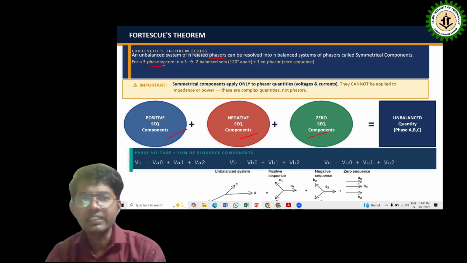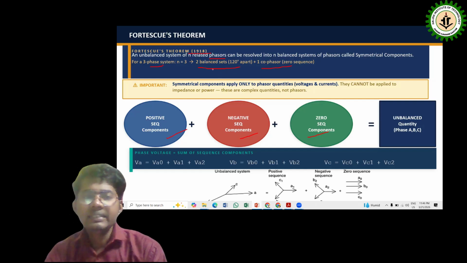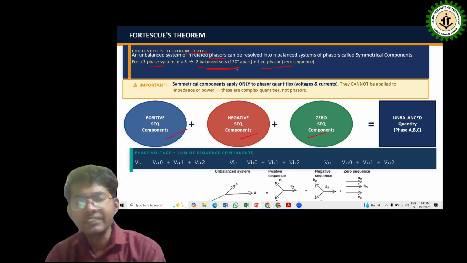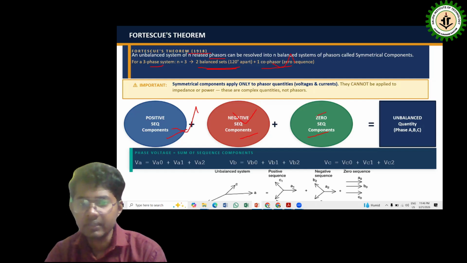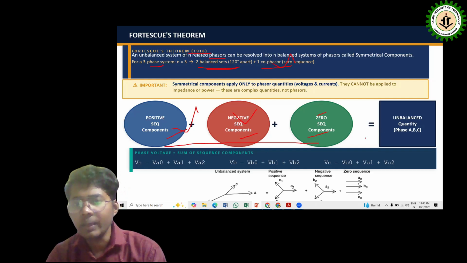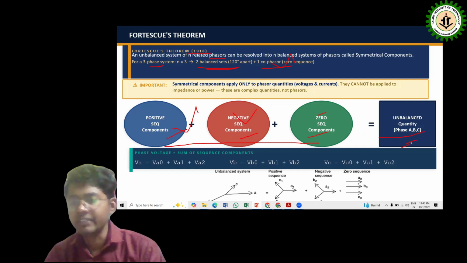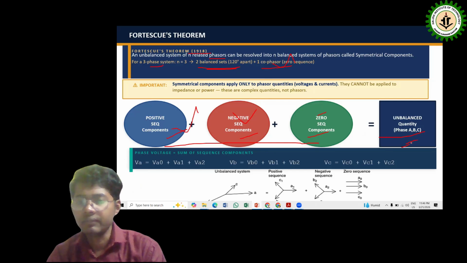So I have written that for a three-phase system, two are balanced sets of phasors and one is a co-phasor. Means all three are balanced, but under these, two are balanced phasors, positive and negative, and another one is the co-phasor. Co-phasor is the zero sequence phasor. So what are the positive, negative, and zero sequence? I will discuss in the next slide. And the summation of these three equals what? Unbalanced phasor. Unbalanced phasor means the voltage or current phasor.